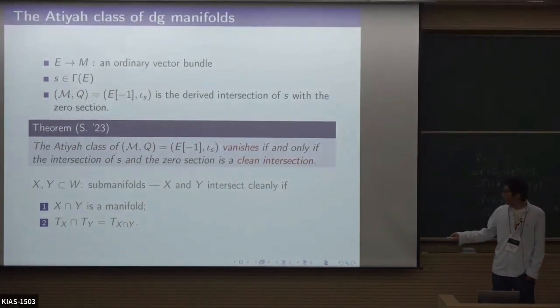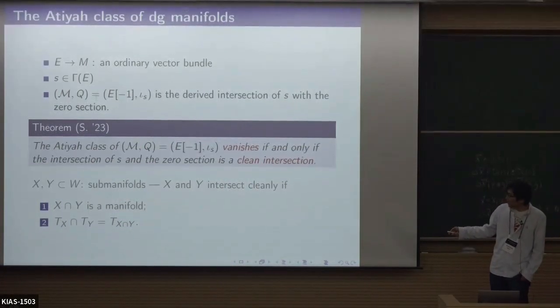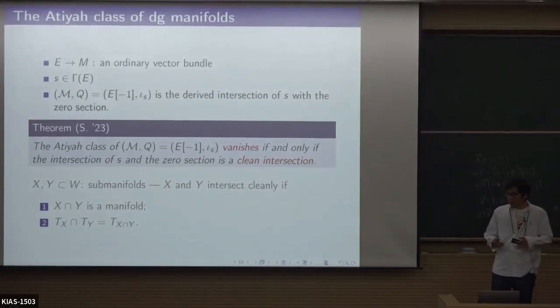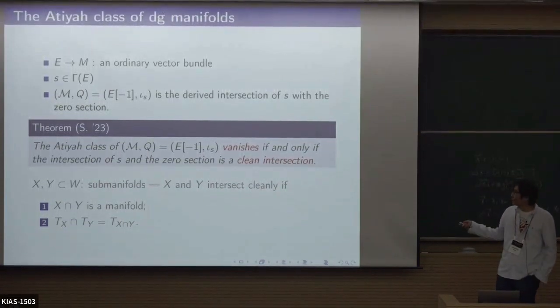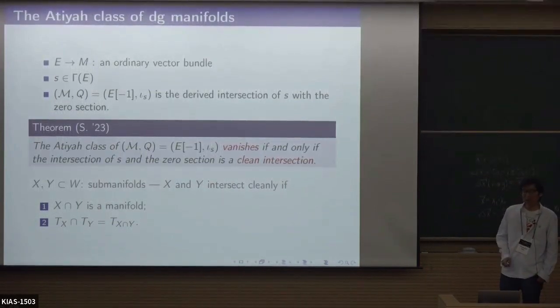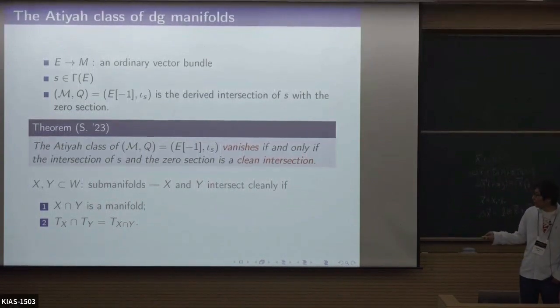And for those who are not familiar with clean intersection, this is the definition: in general, if you have two submanifolds, their intersection may not be a smooth manifold again, but if it's a clean intersection, this is again a manifold, and even more, the tangent space satisfies this relation. It's a slight generalization of transversal intersection.